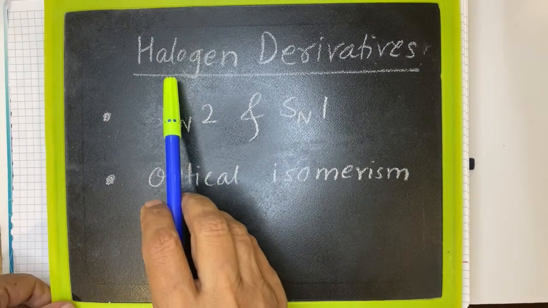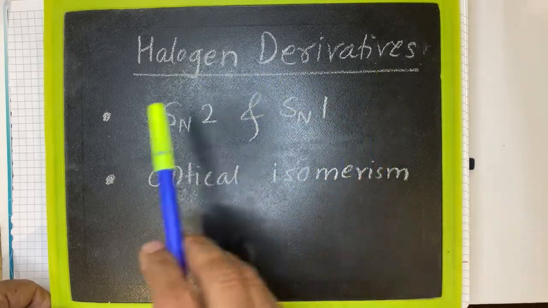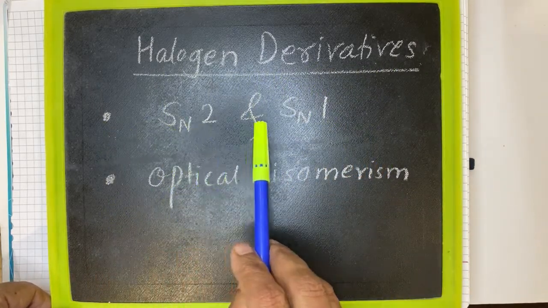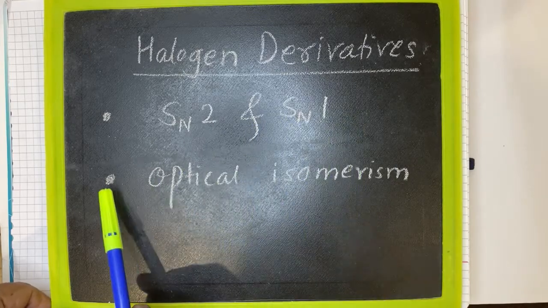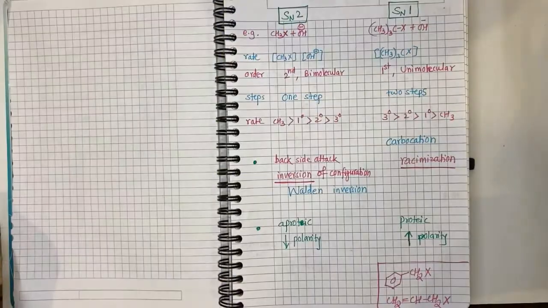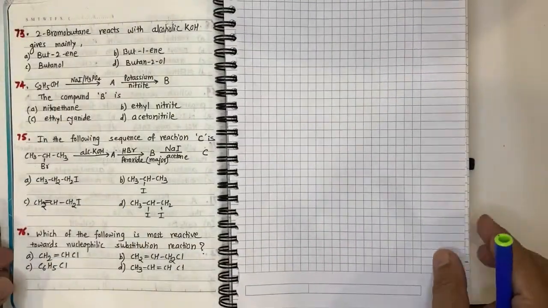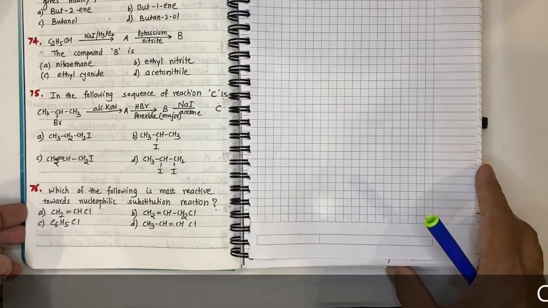In this session, we are going to solve MCQs on the topic halogen derivatives, on the point SN2 and SN1 mechanism and optical isomerism. Okay, now let us start these questions. In the last session, you solved 75 questions.